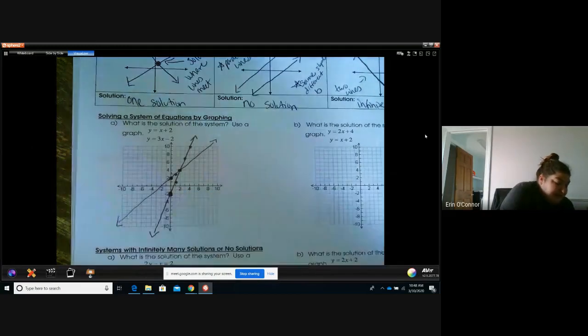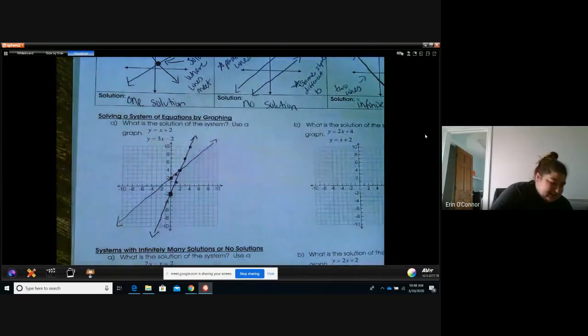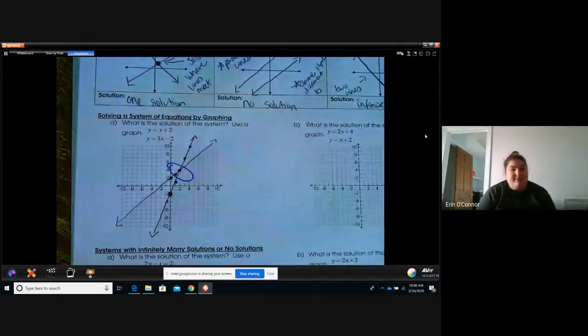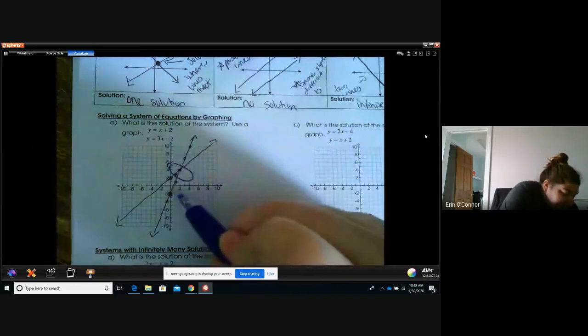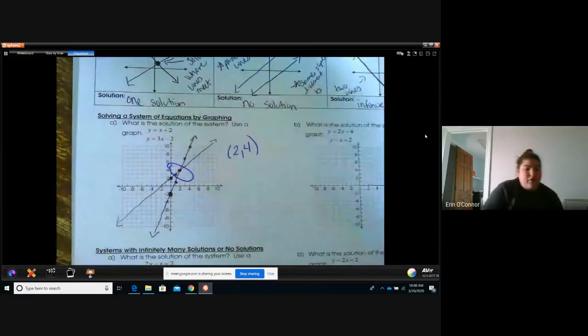All right. Now, the point where they intersect, I'm going to do this in a different color, is the solution. And the solution is a point, so we're going to write it as a point. It's this point where they intersect. And they intersect at 2, 4. So the answer is 2, 4.